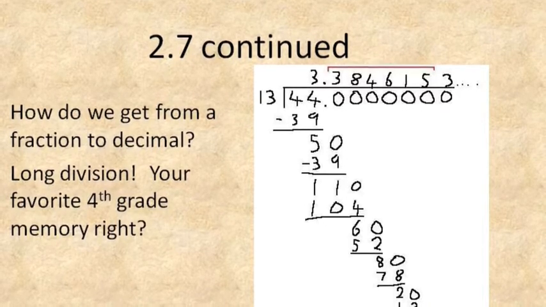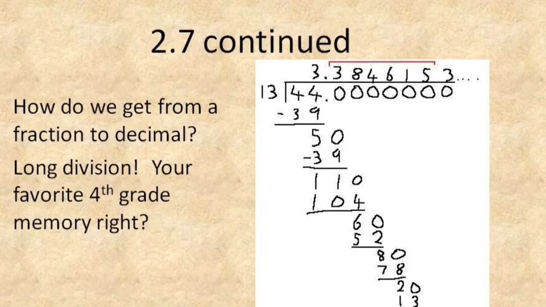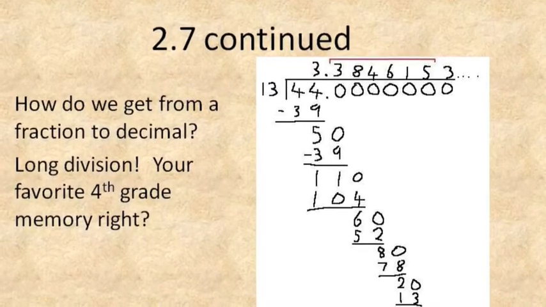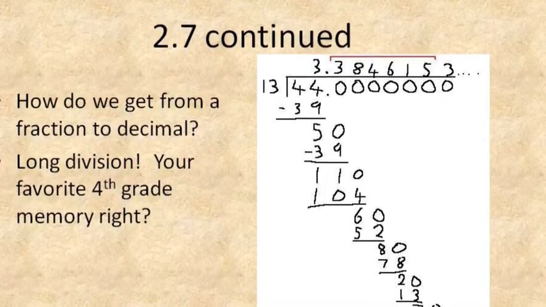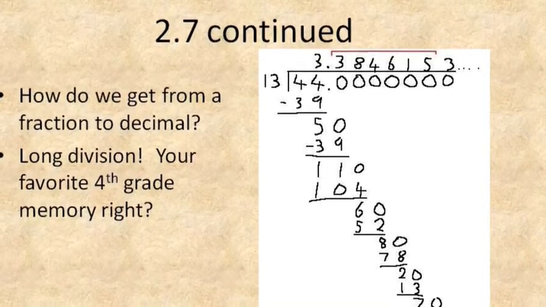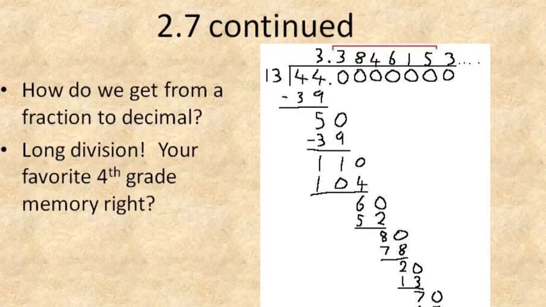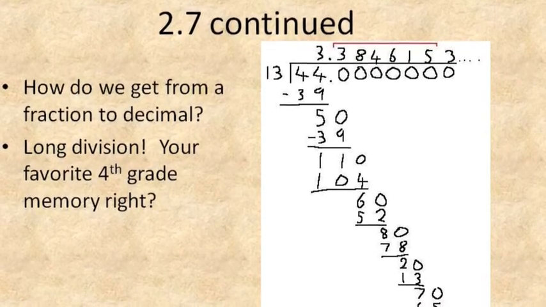The second part of 2.7 is reviewing how to go from a fraction back to a decimal. And yes, that's long division, just like your 4th grade favorite memory. So there's an example of long division provided here on the slide, and I will not go over it. But once it begins to repeat, you can end your long division. Well, that wraps up our review for the Chapter 2 quiz. As always, if you have any questions, please contact me.